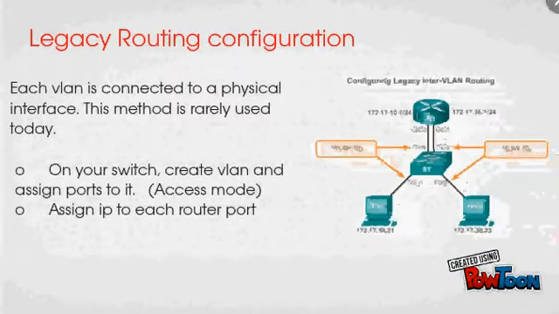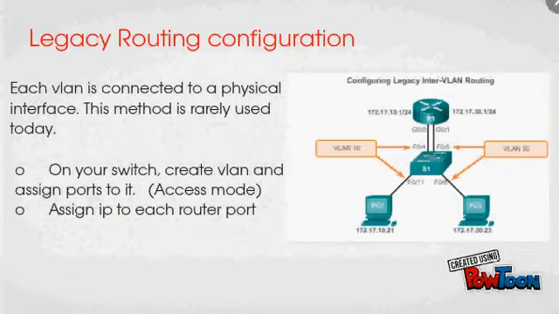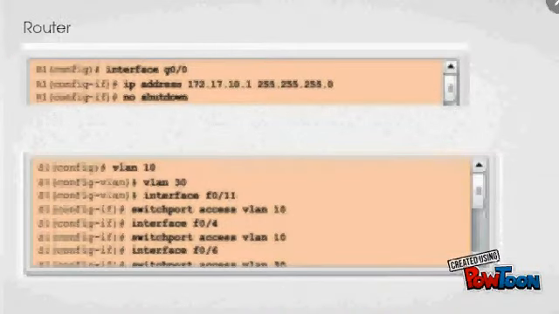Legacy Routing Configuration. Each VLAN is connected to a physical interface. This method is rarely used today because it's ineffective. On your switch, you have to create a VLAN and assign a port to it. Assign also an IP to each router port. The following commands illustrate how to configure legacy routing on your network, both in your router and in your switch.